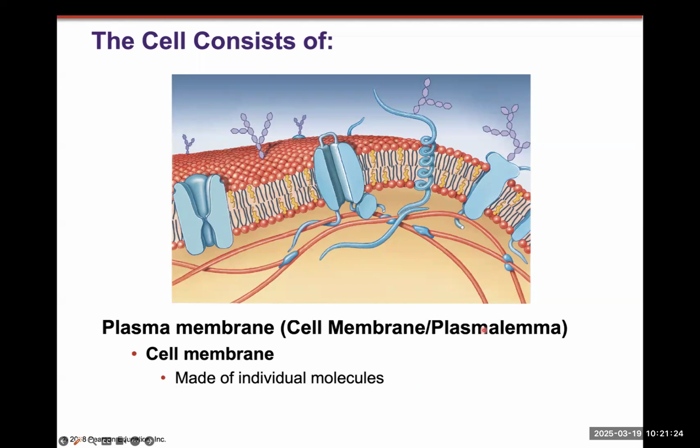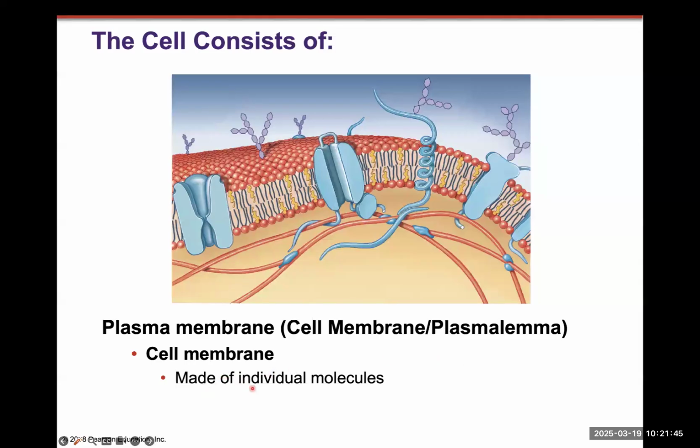Because you're going to come across people in your career who took classes at different times, maybe a really long time ago, and they used different terminology. They might be calling it plasma lemma. So just make sure you understand all of the terms.